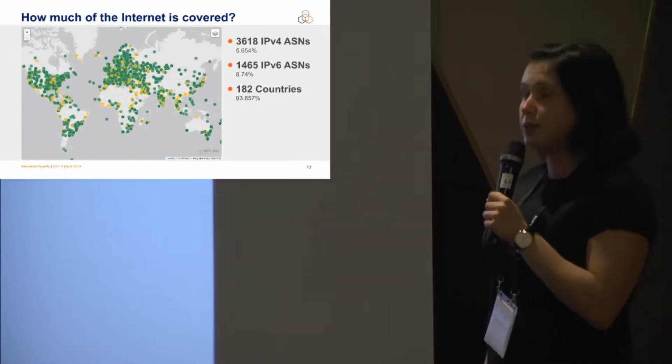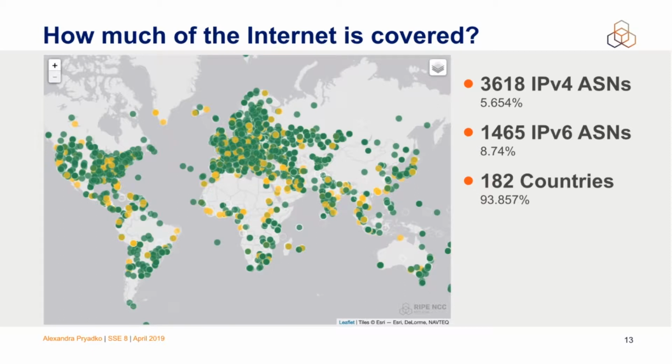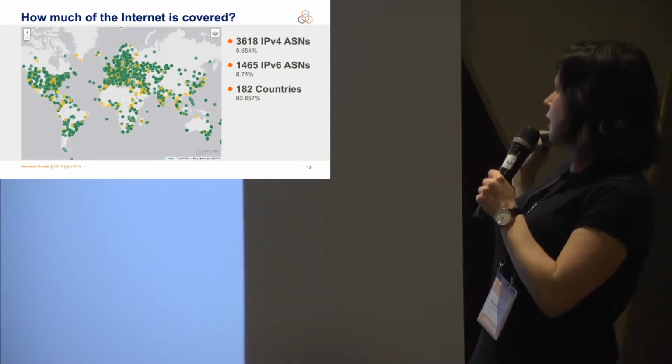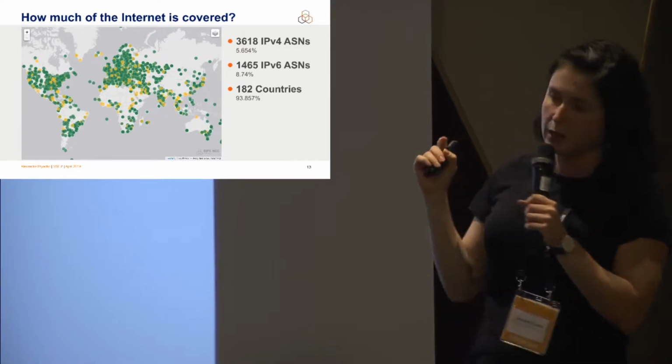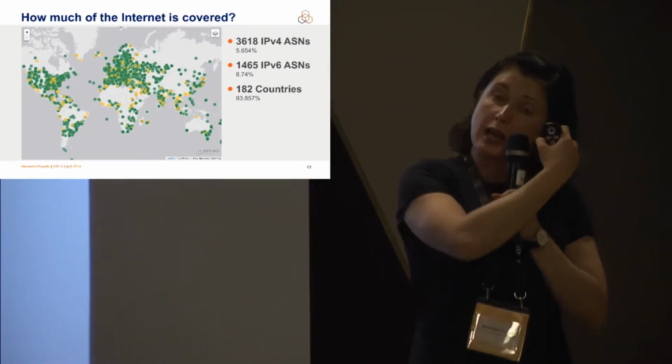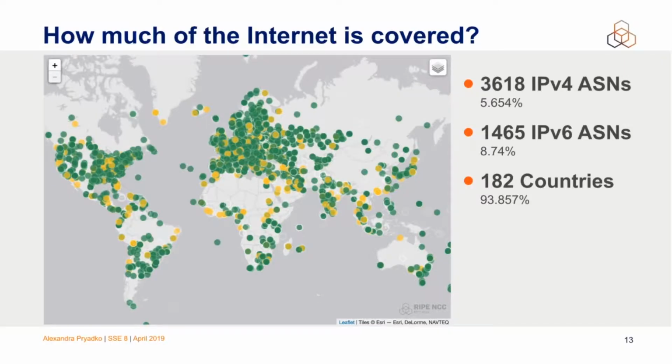And how much of the internet is covered right now? This is the latest map, I took it this morning, of our probes and anchors connected to RIPE Atlas. Right now we're covering 3,618 IPv6 ASNs, and we are covering 182 countries all over the world. And we even have a probe in Antarctica. So we're covering almost 100% of countries and around 6% of IPv4 ASNs.